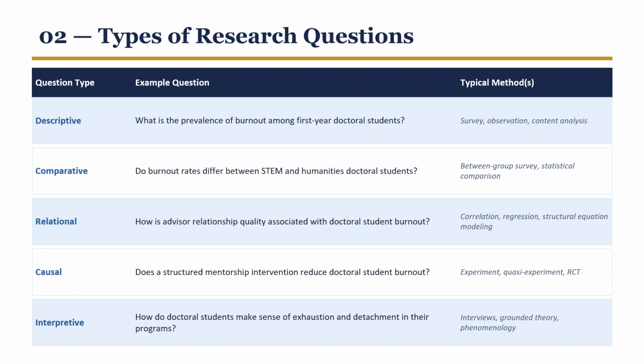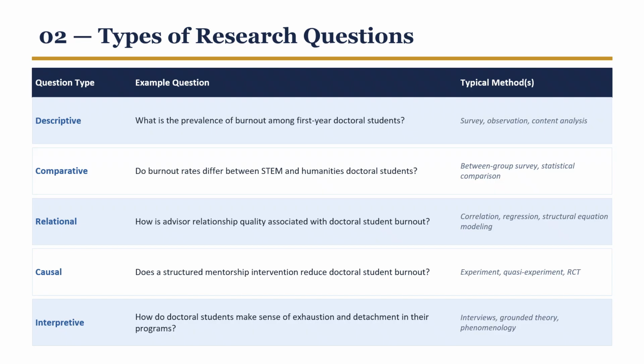The fourth one is a causal question. Does a structured mentorship intervention reduce doctoral student burnout? Notice that is closed. So again, you would use experimental, quasi-experimental, regression. That's going to be quantitative methods.